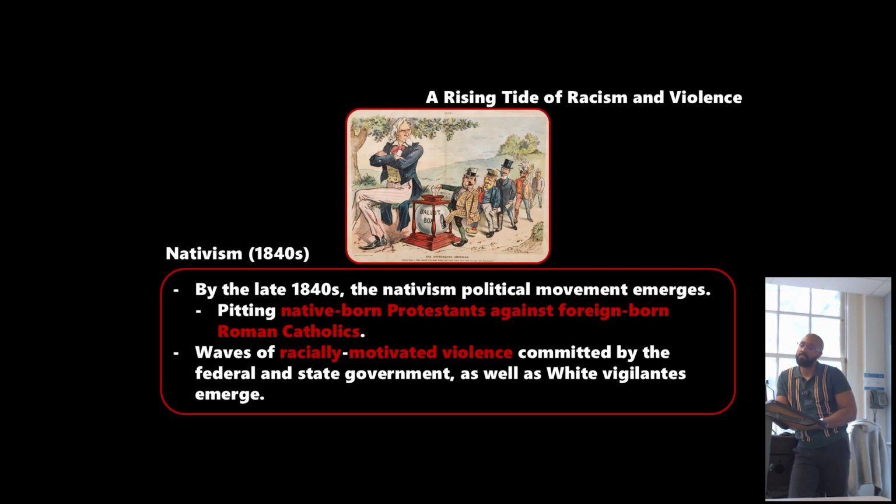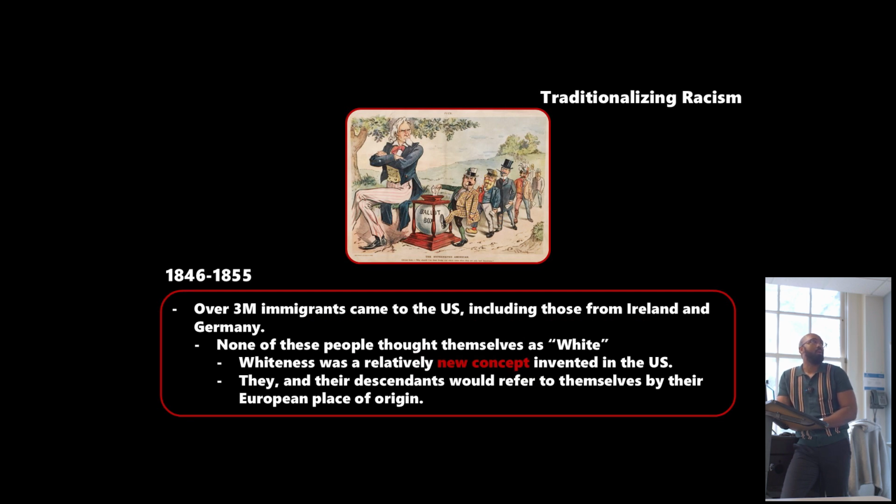They're facing all kinds of racially motivated violence. Okay, and these are white Americans that fundamentally, I don't want to say hate, but they have anti-immigrant sentiments and xenophobia towards these Europeans. Okay, so between 1846 and 1855, you had over 3 million immigrants from multiple parts of Europe coming to the U.S.